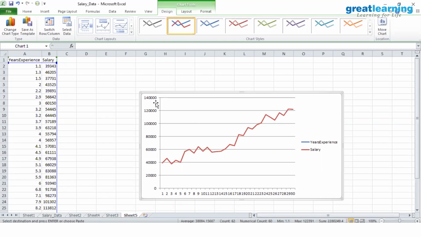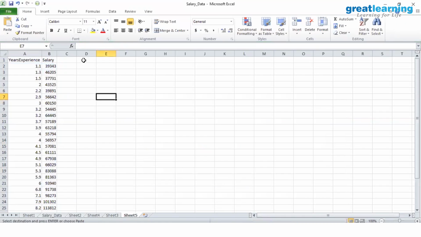We want to predict in the apt way, right? We want to predict the right salary. How are we going to predict? We are going to use a simple linear regression to predict the salary based on the years of experience. What is the right salary?